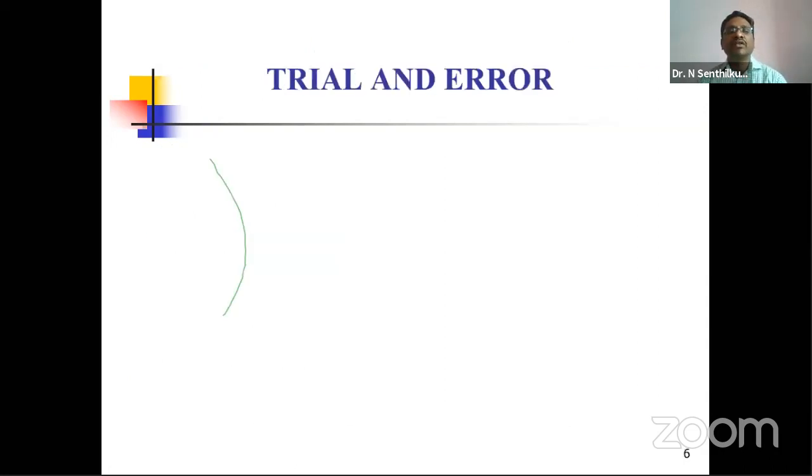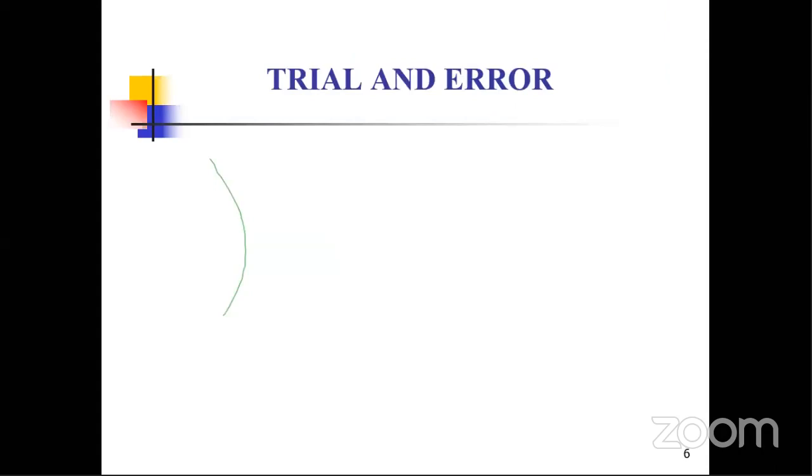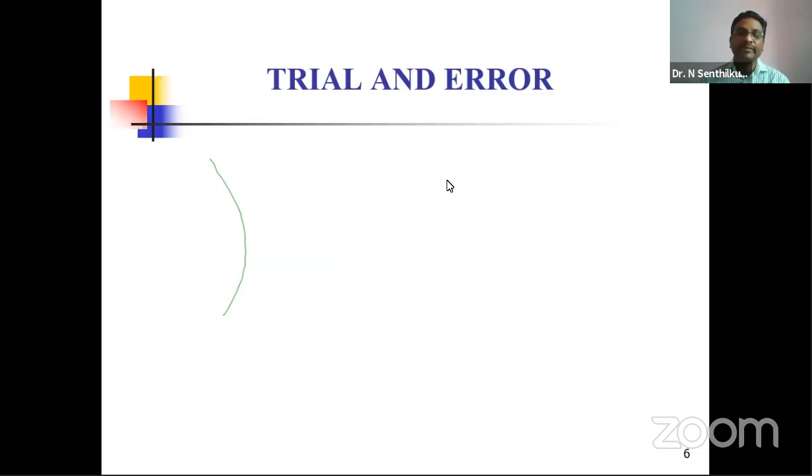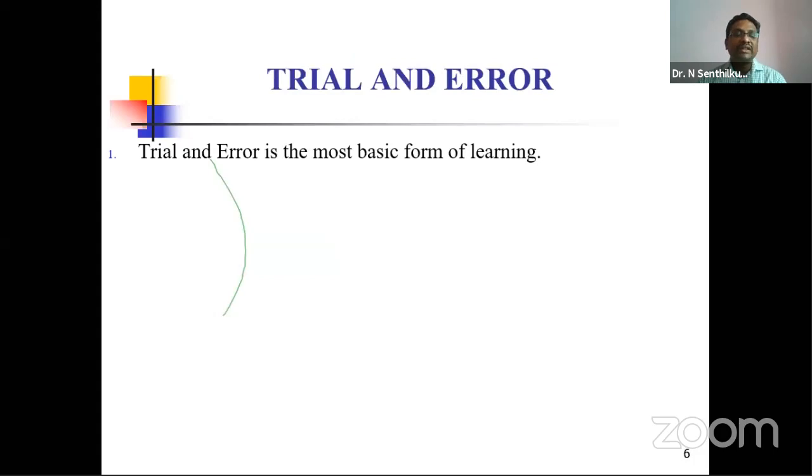The first thing that we are going to see is the trial and error. First of all, we are going to look into the trial and error. This is the basic form of learning. I don't know anything about the process. I don't know how to design an experimental matrix. I don't know anything. So in that case, the best thing that we can do for learning is a trial and error approach. So this is the basic form of learning.